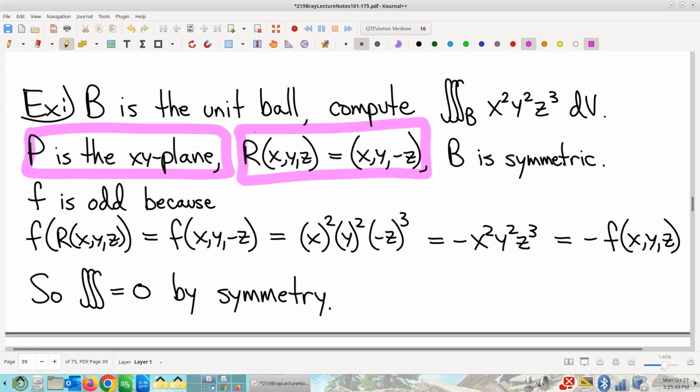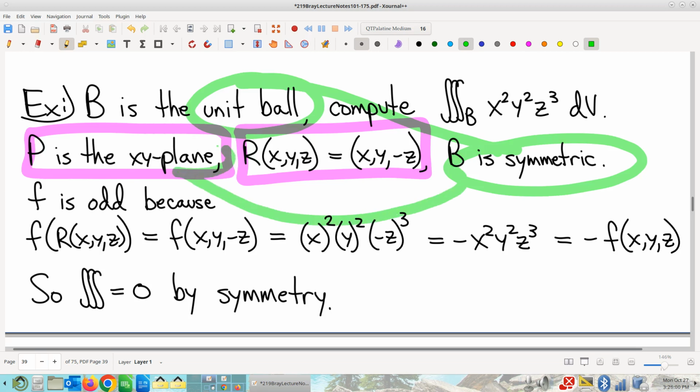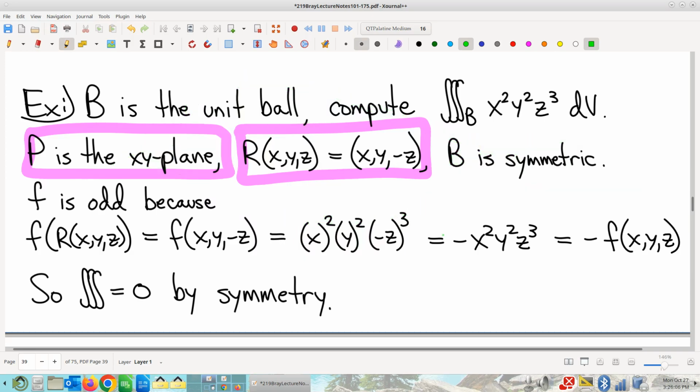Right, so that's why we have this minus sign here. Is that cool? Everybody with me? Conveniently, unit balls are symmetric through, well, any plane containing the origin, so that's nice and convenient. And the question now is, is the integrand odd? And why, yes, it is.